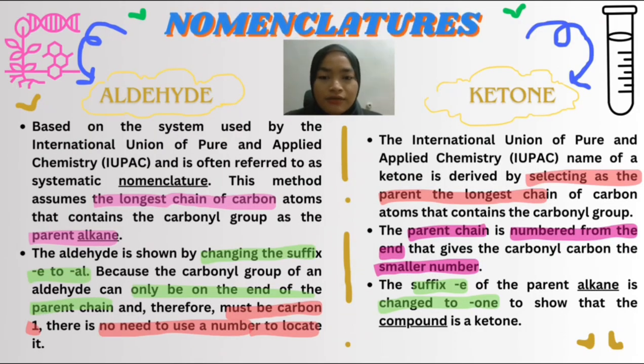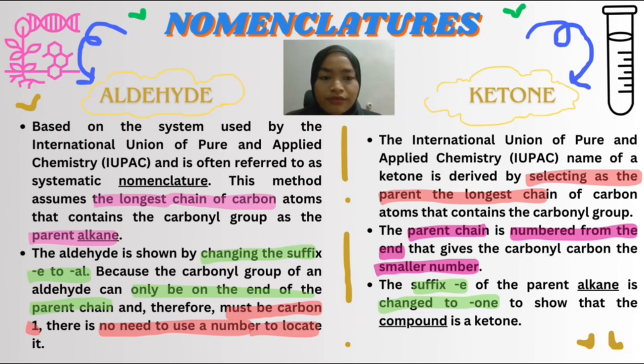Nomenclature. Nomenclature of aldehyde is based on the system used by the International Union of Pure and Applied Chemistry, which is IUPAC, and is often referred to as systematic nomenclature. This method assumes the longest chain of carbon atoms that contains the carbonyl group as the parent alkane. The aldehyde is shown by changing the suffix -e to -al because the carbonyl group of an aldehyde can only be on the end of the parent chain and therefore must be carbon 1. There is no need to use a number to locate it.